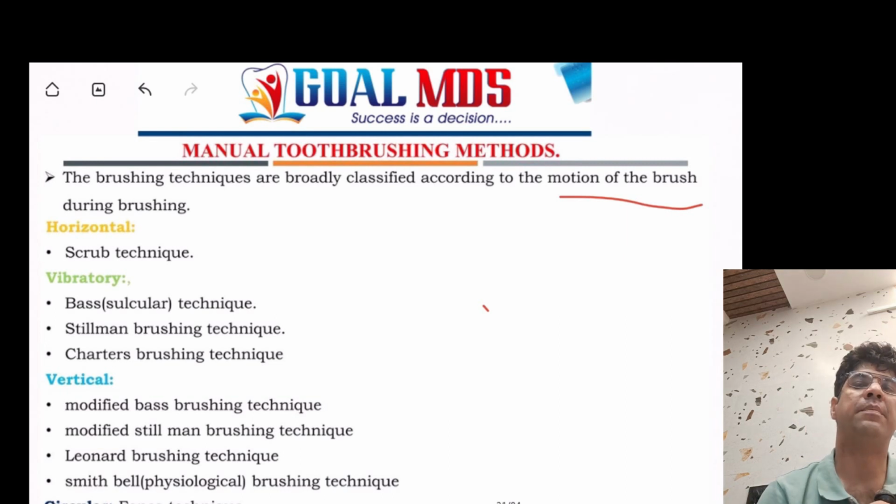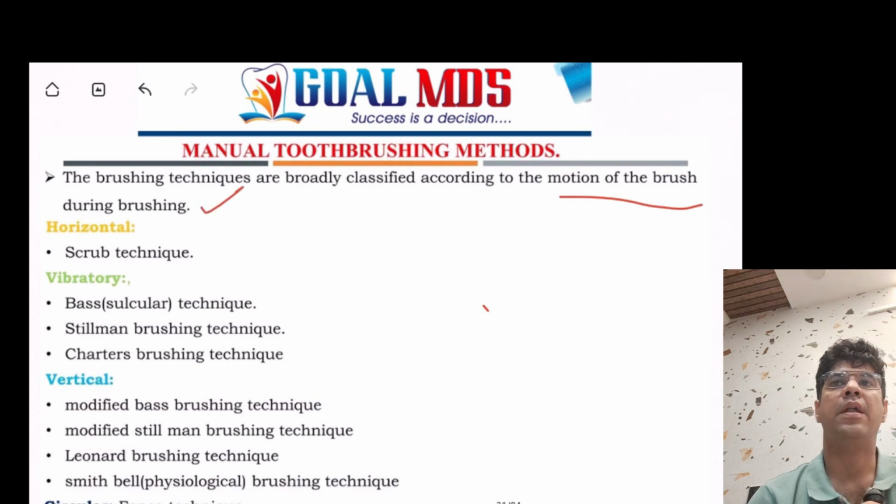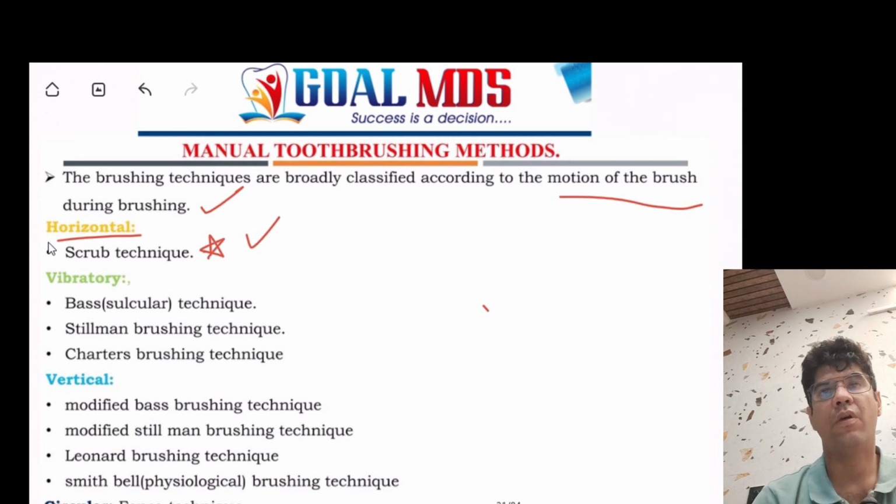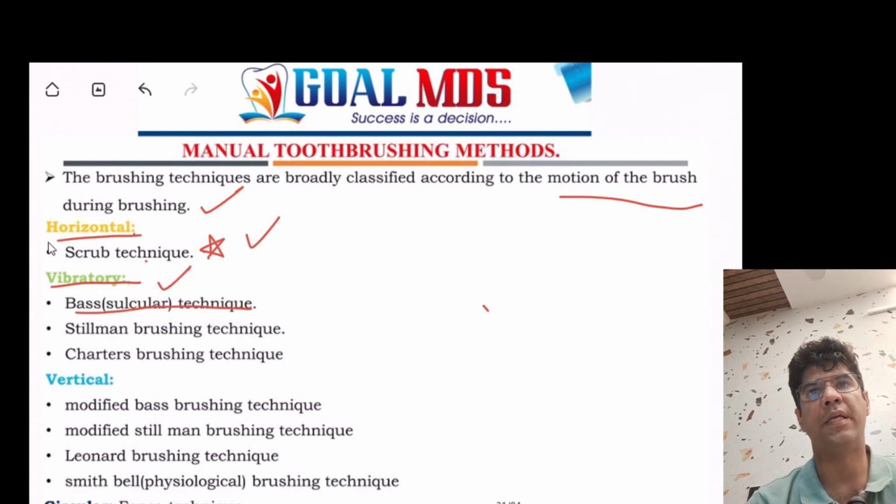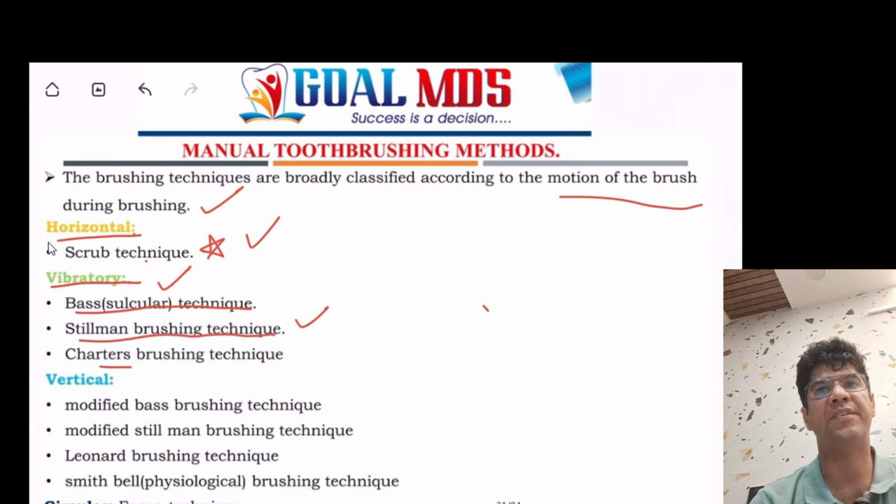So let us discuss the brushing techniques depending upon the motion of the brush during brushing. That is very, very important from your exam point of view. The first is the horizontal technique, that is also known as the scrub technique. Second, the vibratory method, that includes the Bass method or the circular method or Stillman brushing technique or Charters brushing technique.